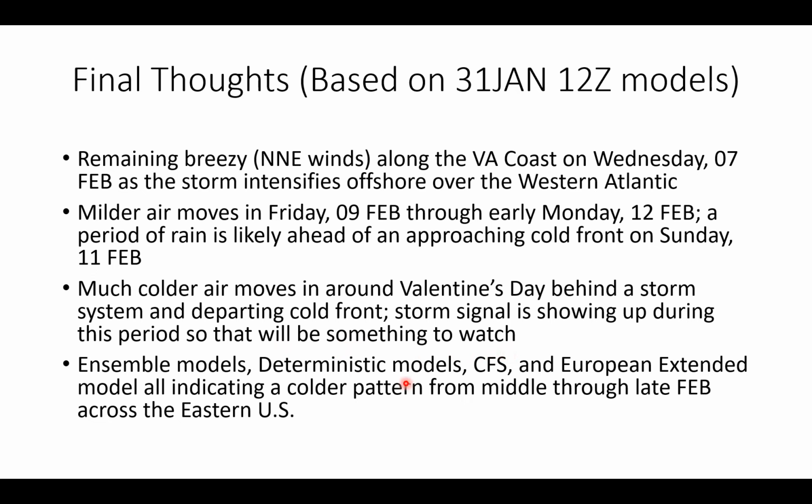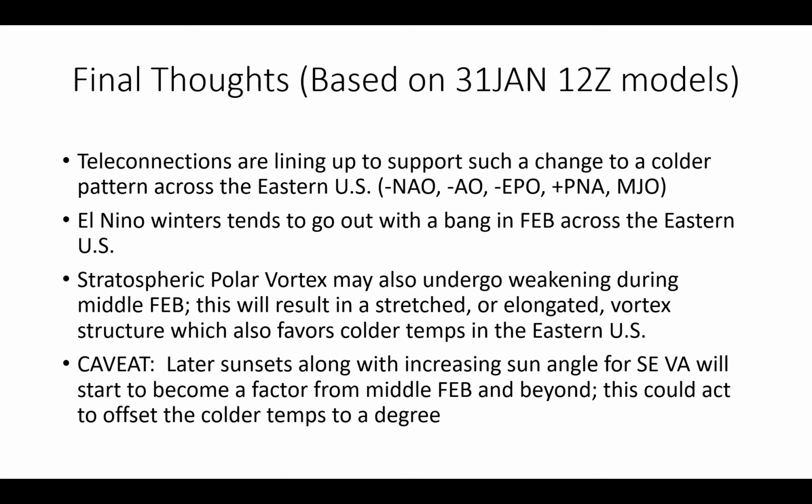The ensemble models, deterministic models, the CFS and European extended model, they all indicate a colder pattern returning from middle through late February across the eastern U.S. And what supports this the most is the way the teleconnections are lining up. I showed you the teleconnections forecast from the European ensemble. They're all supporting a change to a colder temperature pattern across the eastern U.S. A negative NAO, a negative AO, a negative EPO, a positive PNA, and then the MJO in a more favorable phase 8. So put these all together, and they're all constructively working in the same direction. And they all support colder than normal temps in the eastern U.S.